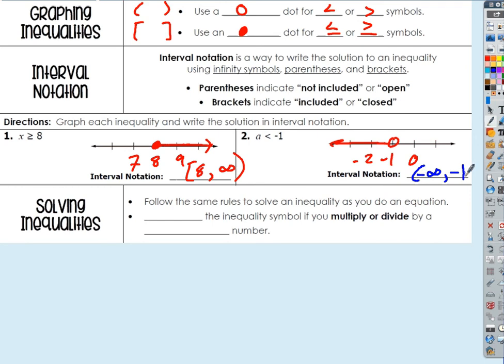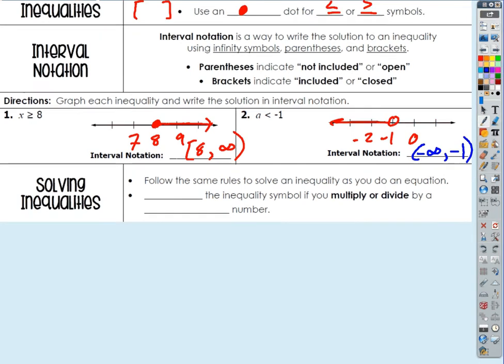What about the -1 this time? Still parentheses. Okay, it's gonna be rounded too, isn't it? Because I'm not including the -1. Okay? Make sense? All right, so that might be a little bit new. We'll go through a couple examples like that.